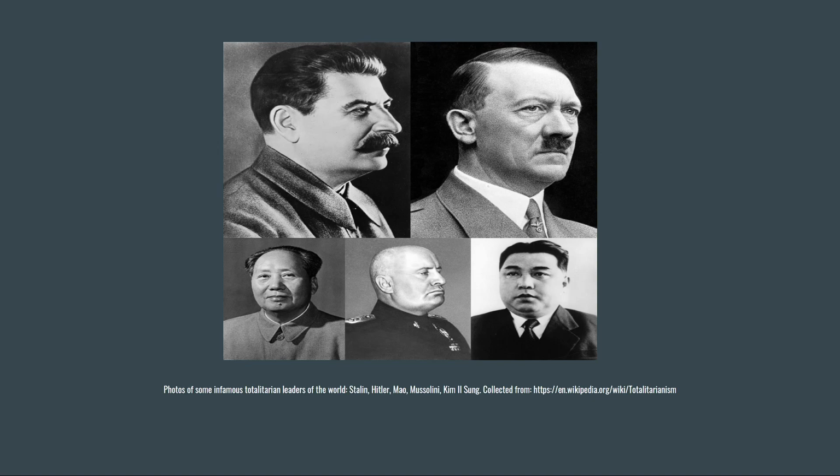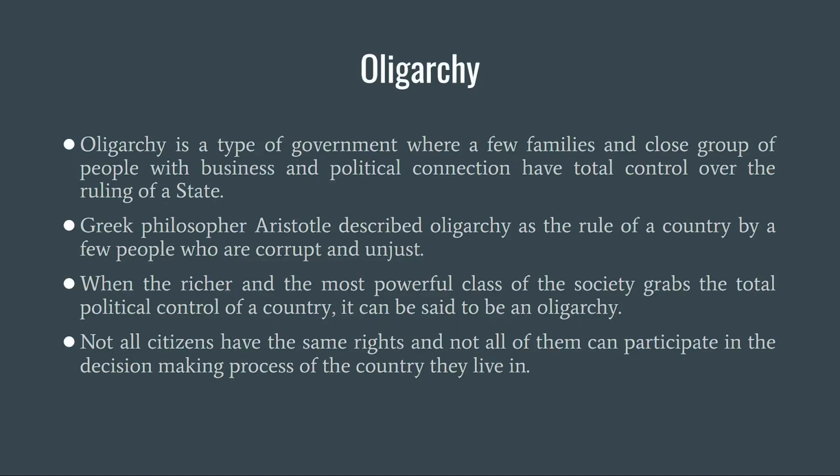And lastly, we are seeing Kim Il Sung in the bottom right corner, and he is called the founding father of North Korea. He was also a totalitarian communist dictator, and his extended family members still control North Korea and subjugate its people.